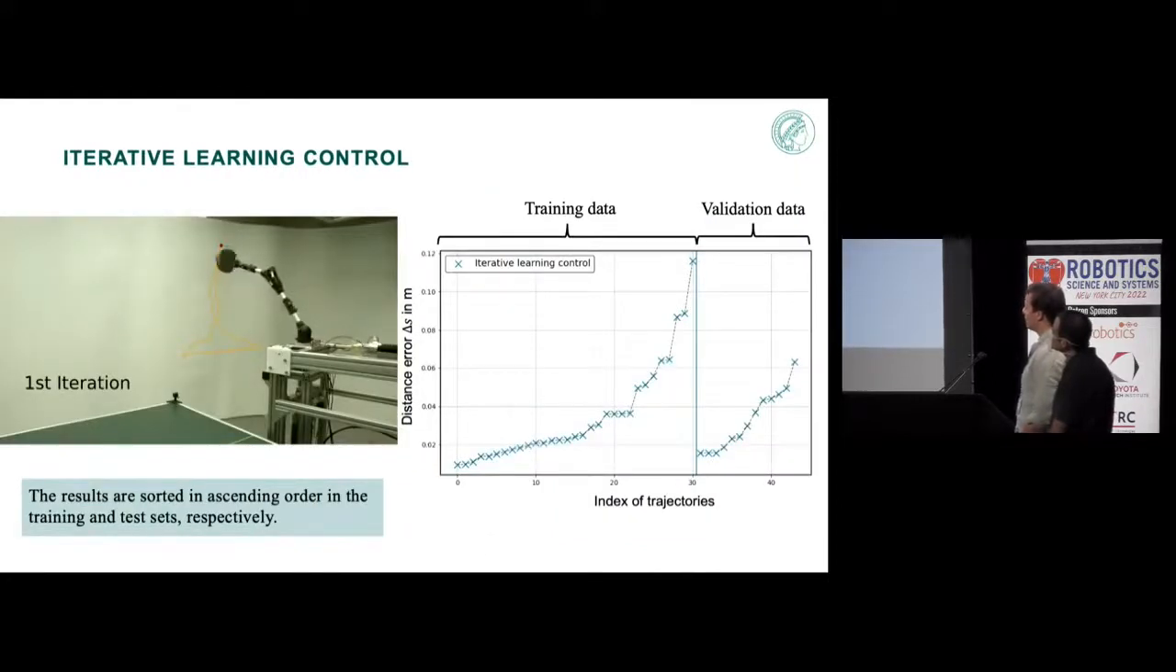So here on the left, you see ILC in action, and on the right, you see the desired trajectories that we chose. You see the average tracking error achieved by ILC. And we also distinguish between training data and the validation data, where obviously the validation data set is not seen during the training of the convolutional neural network.